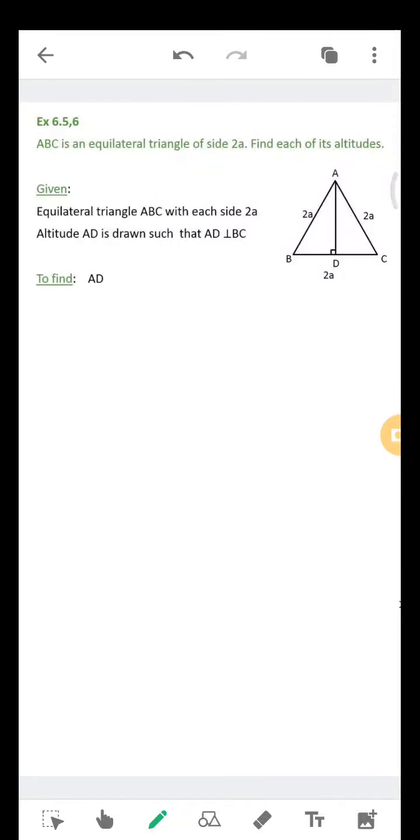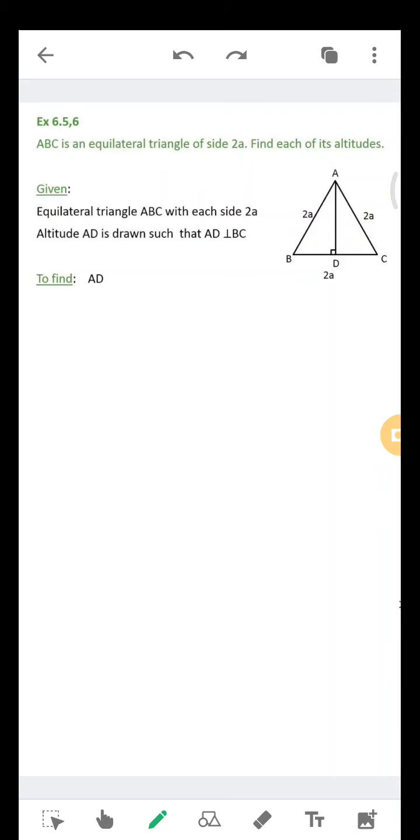So in question number 6, it's given that ABC is an equilateral triangle of side 2A. Find each of its altitude. So we have to derive the formula to find altitude of an equilateral triangle. Okay. So we'll see how to derive this, how to get the altitude of an equilateral triangle.